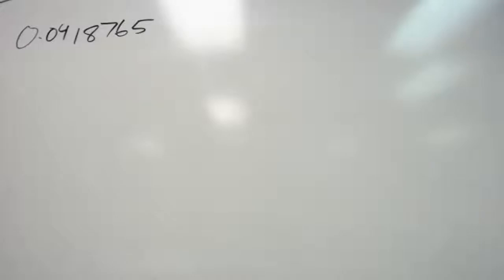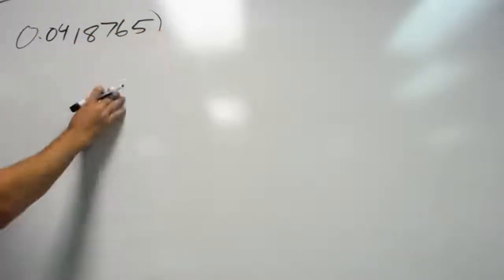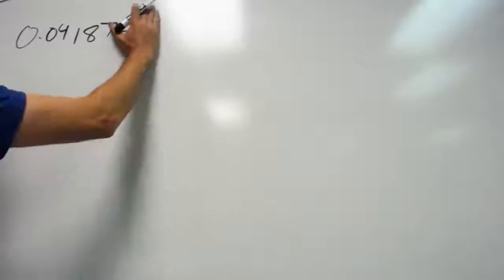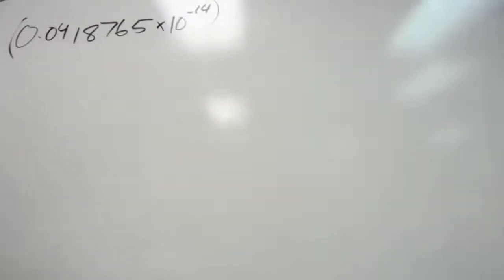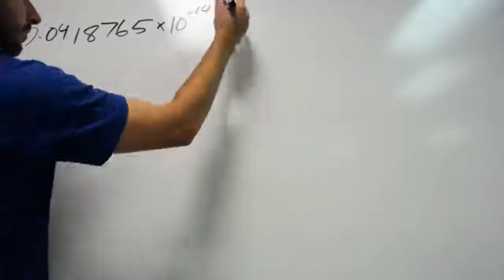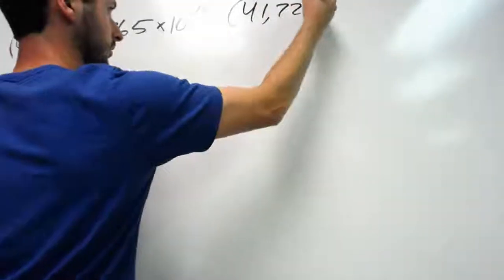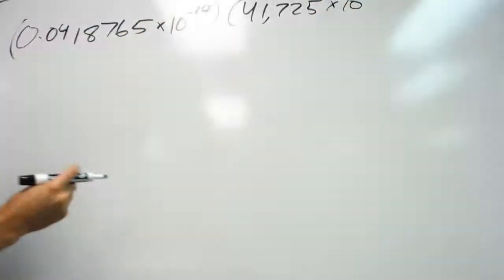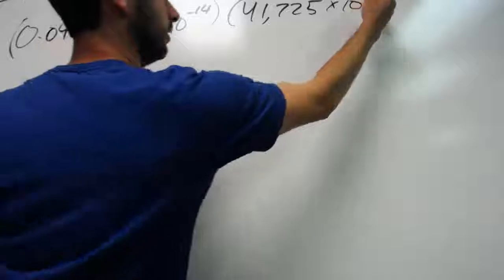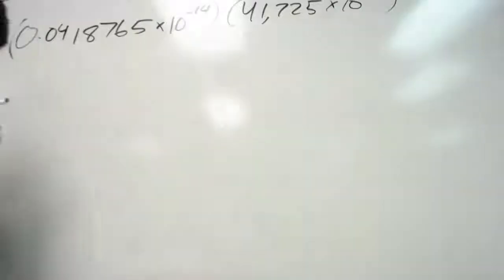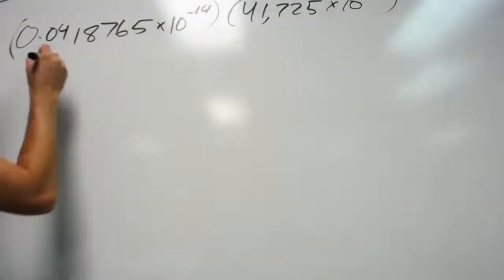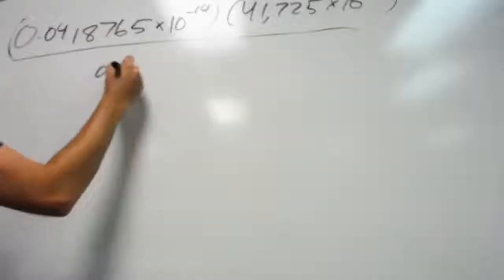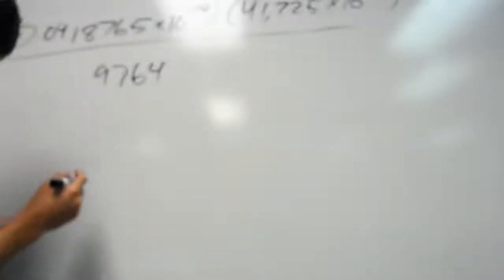0.04186765, and this is example 42.3, and it's times 10 to the negative 14th. 41725 times 10 to the 43rd. 9764 times 10 to the negative 23rd.